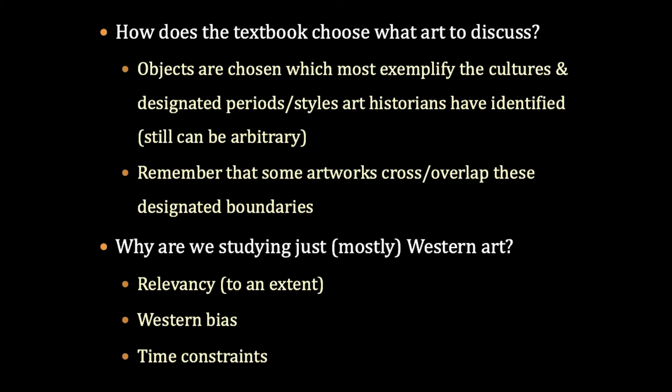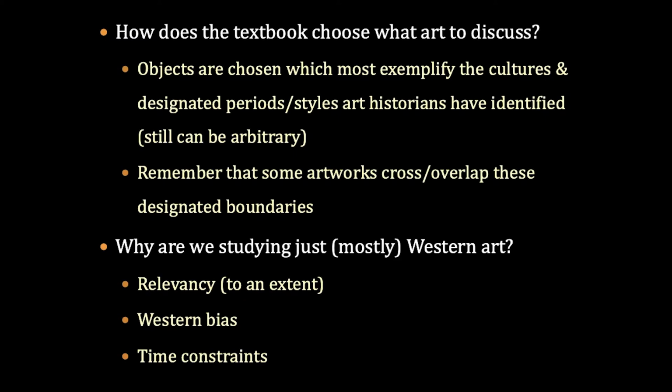So how do we choose these exemplary examples? We choose them based on which ones most exemplify the cultural values based on the designated period or the style. And this is still very arbitrary. It's all contextually specific. So we'll talk more about how to discern context shortly. And remember, obviously, sometimes things cross categorical labels. Some things can be more than one thing.